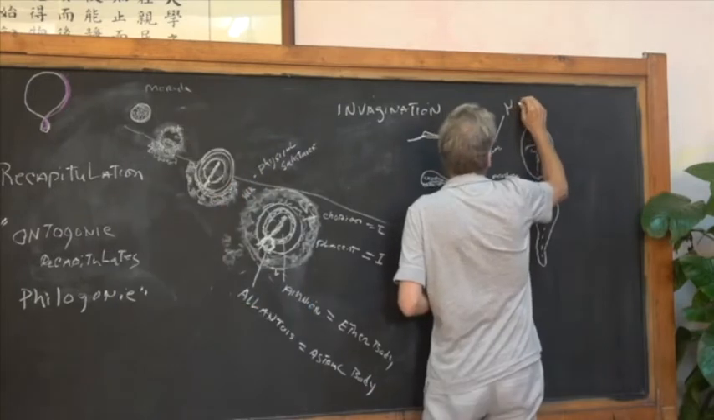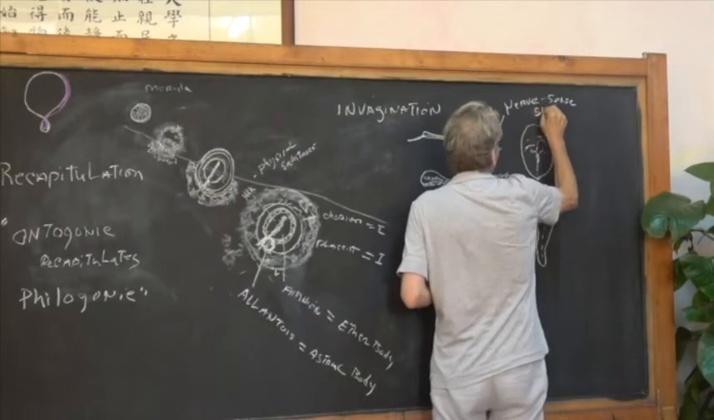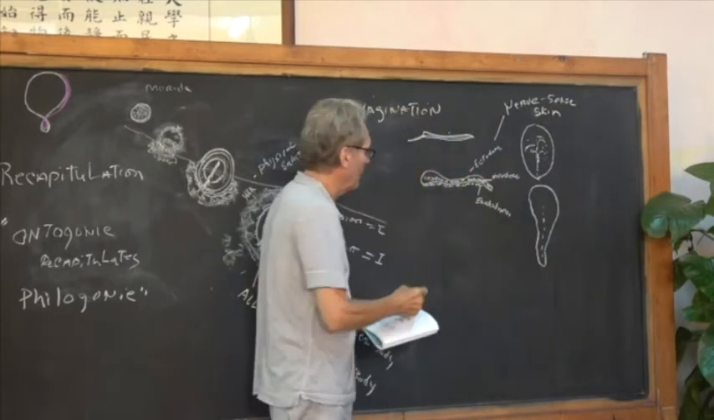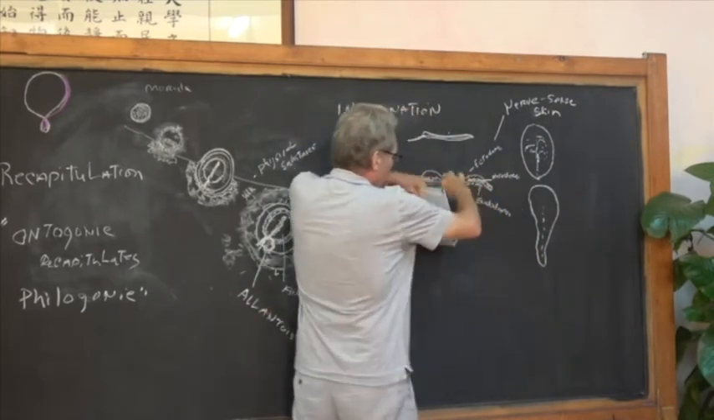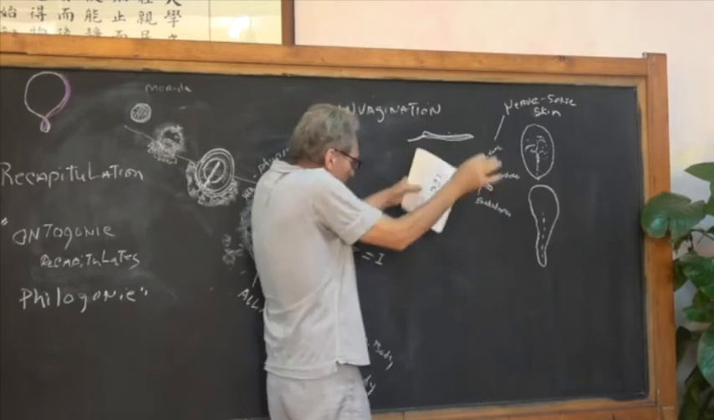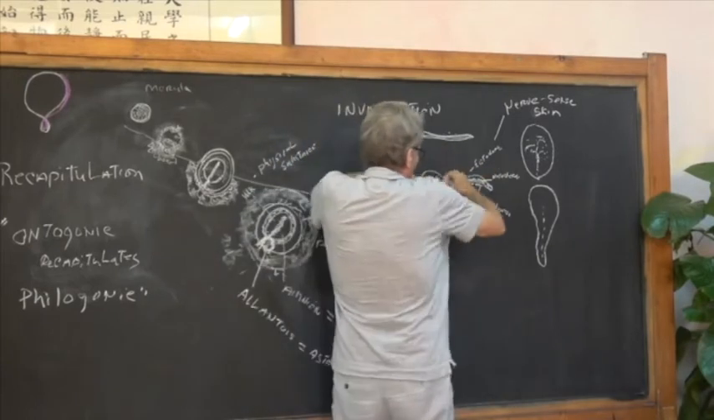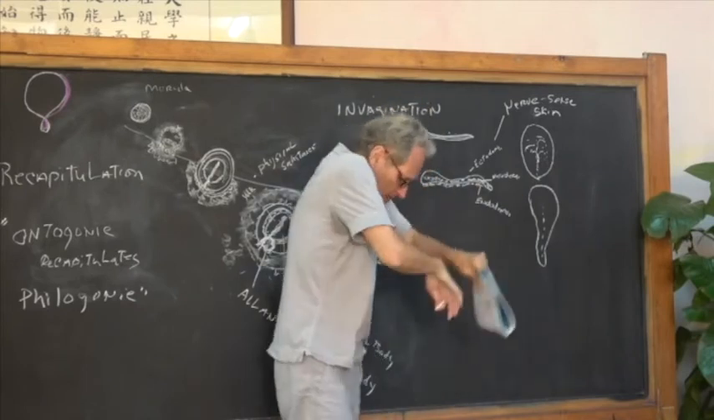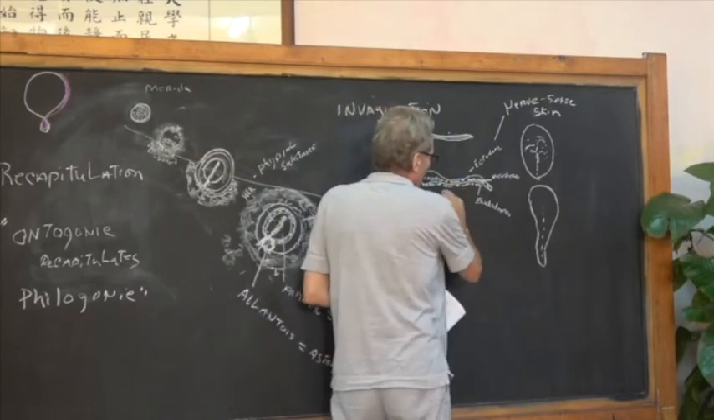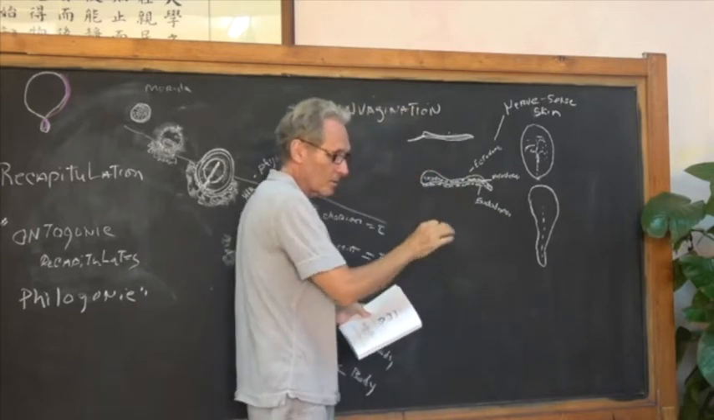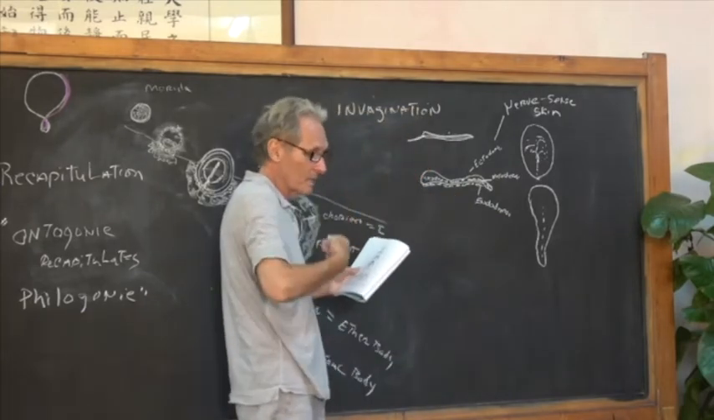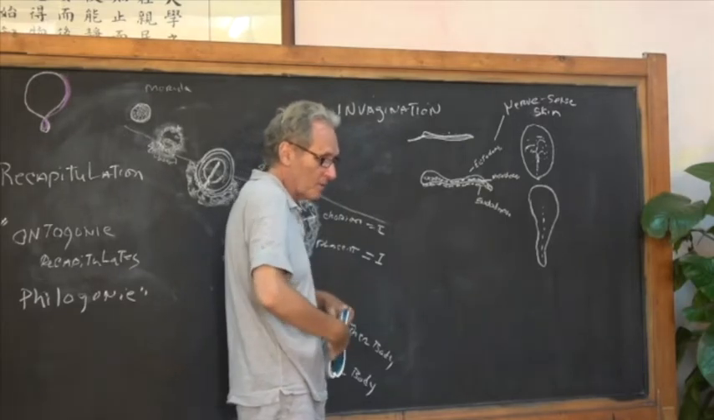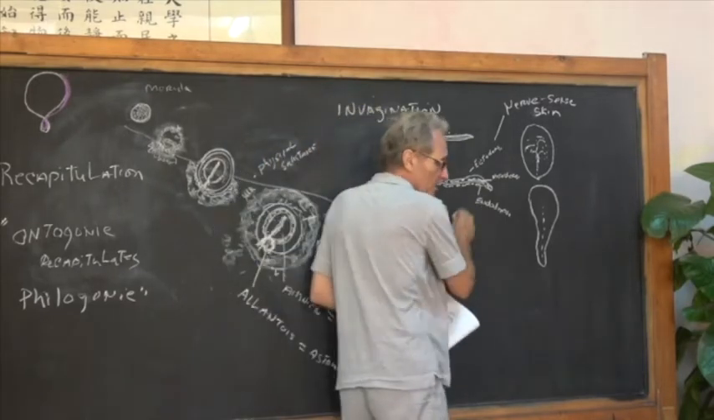The nerve sense system, along with the skin, will all develop from this ectoderm. The endoderm, because this is going to turn like this, and everything outside is going to come inside. So here you're going to have the gut, the whole alimentary canal, the lungs, and all the inner organs are going to develop out of this endoderm.